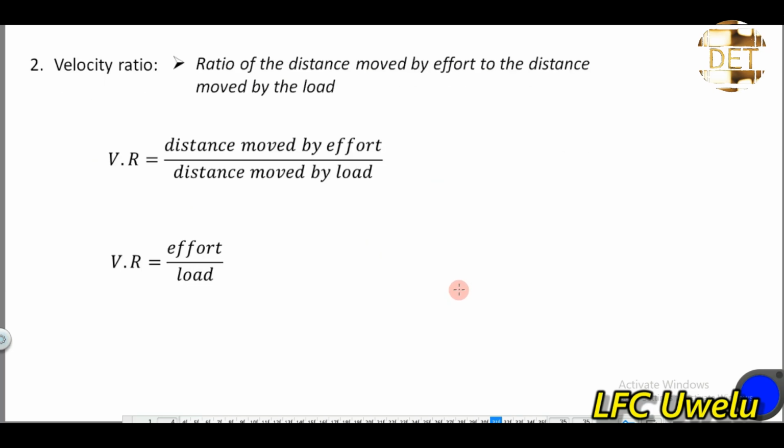Let's look at the next term used in simple machines, and that is the velocity ratio. Velocity ratio is the ratio of the distance moved by the effort to the distance moved by the load. So velocity ratio, VR, is equal to distance moved by the effort over distance moved by the load. Ratio is division, right? Velocity ratio can also be equal to effort over load, right?